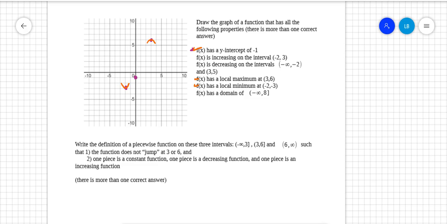What else do we know? Let's look at the last one. It goes from -infinity to 8. So on this left-hand side, it's going to go forever, and on the right-hand side, it's going to stop at 8.